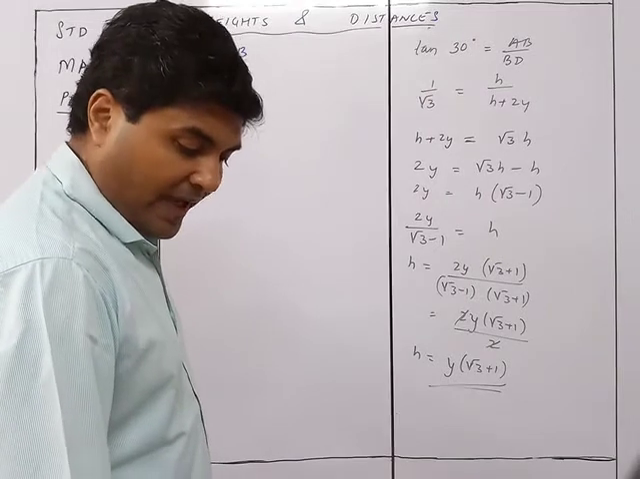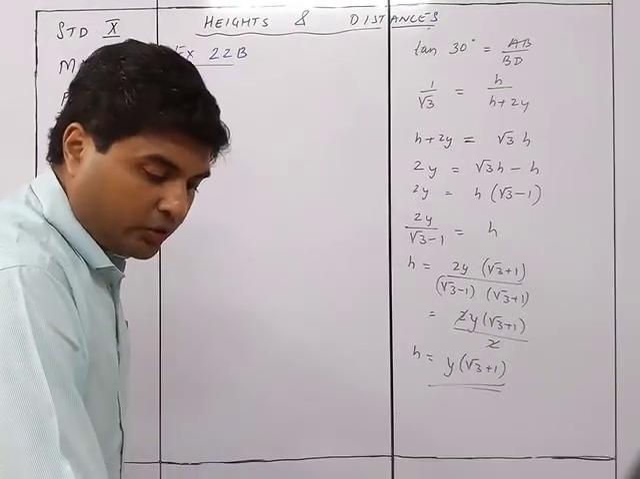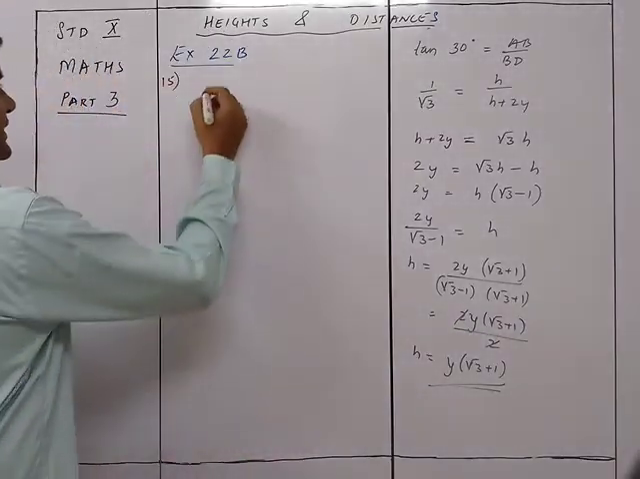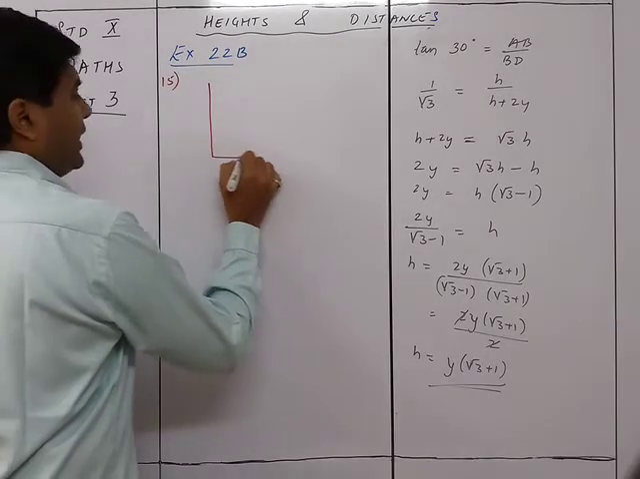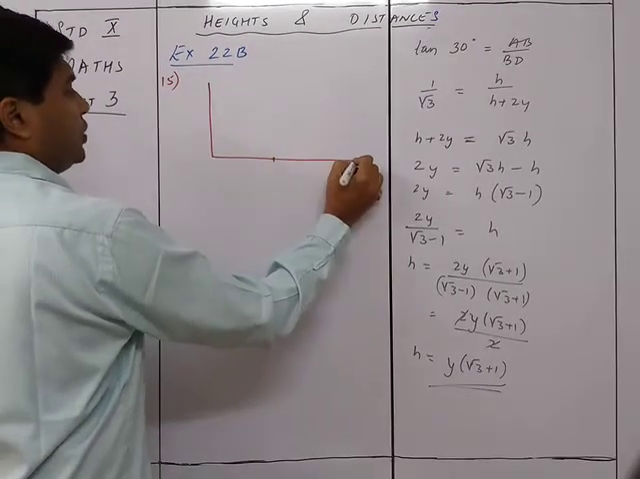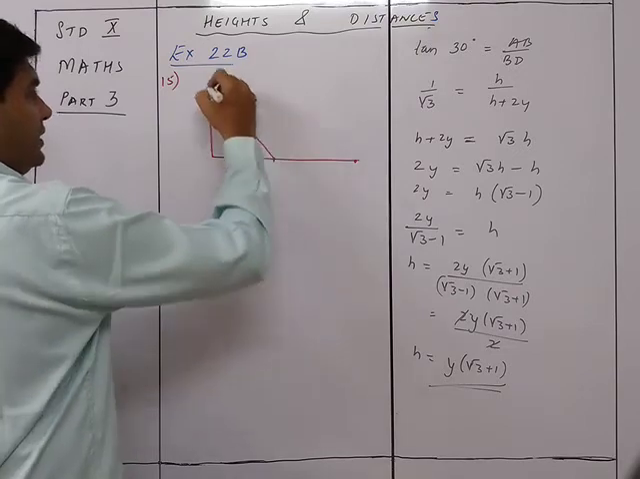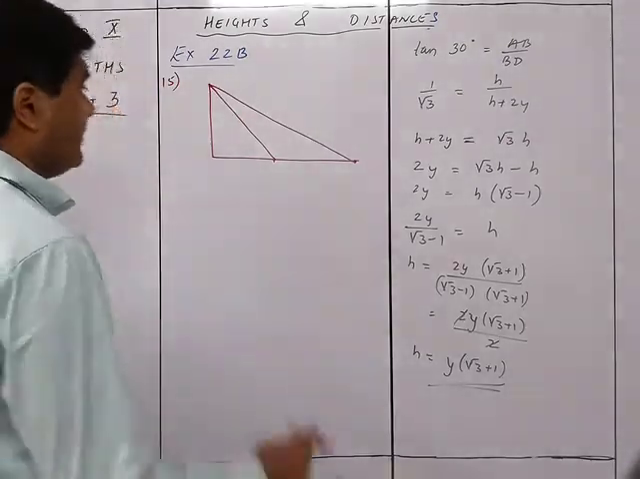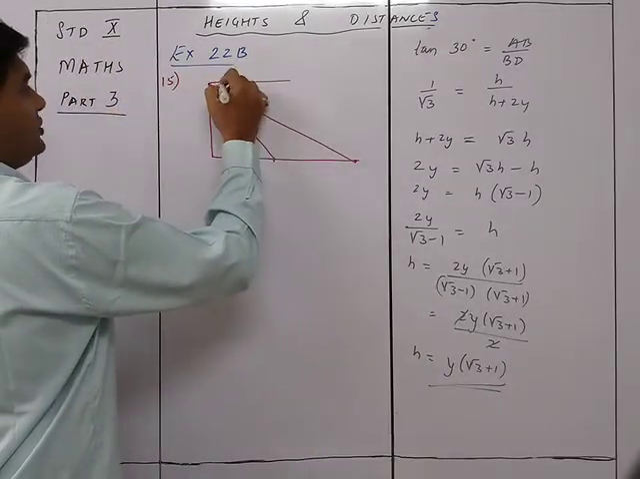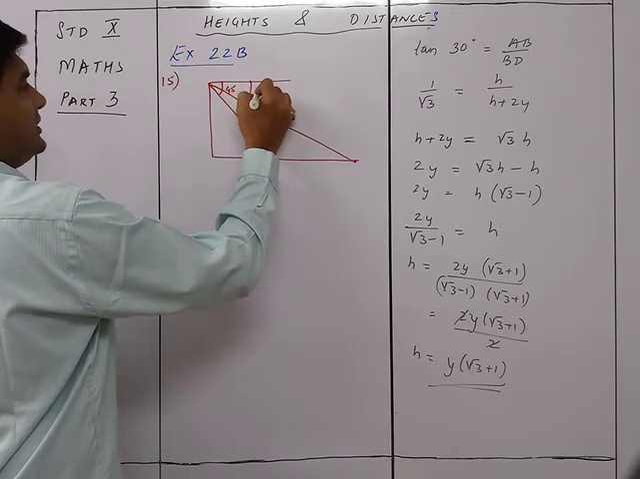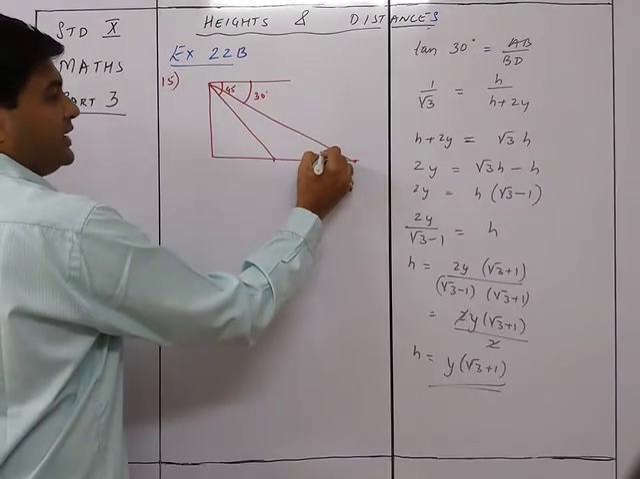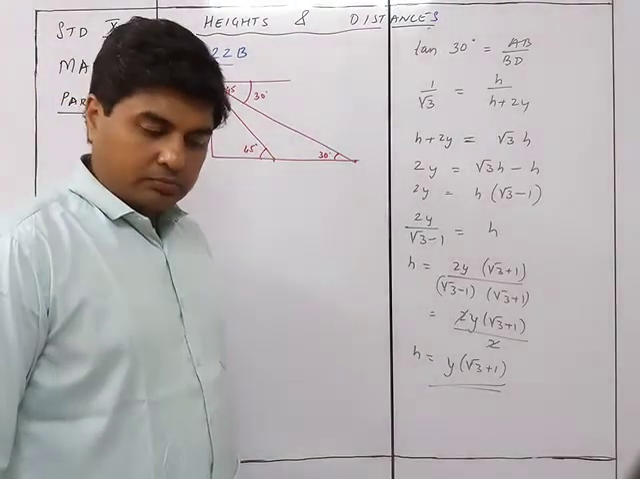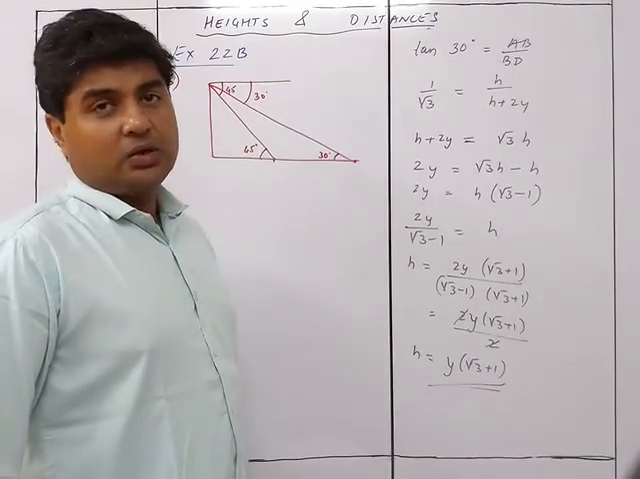From the top of a hill, the angle of depression of two consecutive kilometer stones due east are found to be 30 and 45 degrees respectively. So there is a cliff over here and you are looking at two consecutive kilometer stones at an angle this way. The angle of depression is 45 degrees and the other one is 30 degrees. You can see nothing else is given to you.